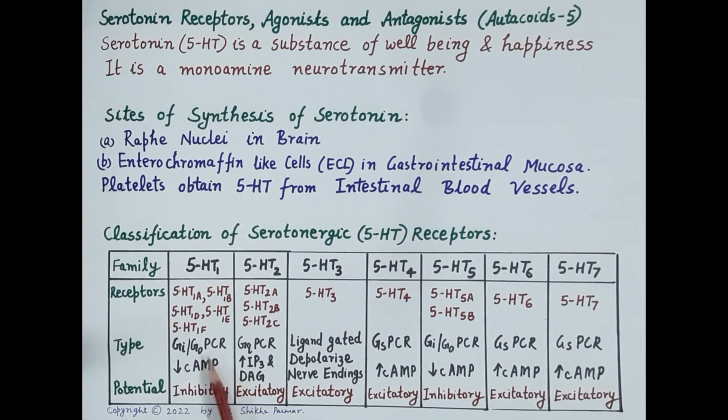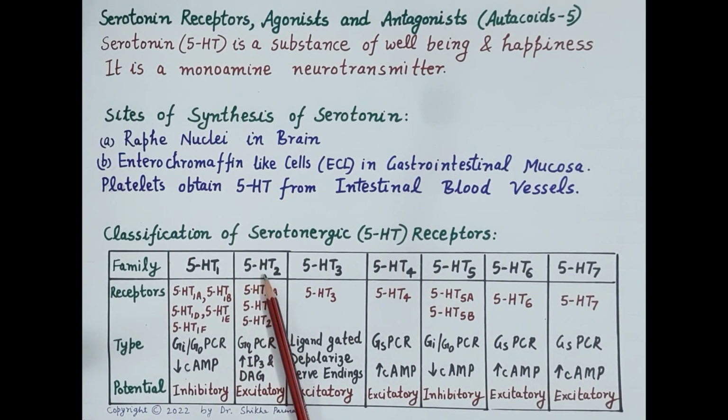5-HT1 receptors are G inhibitory protein coupled receptors, and activation of these receptors decreases intracellular concentration of cyclic AMP, that is, there is fall in the concentration of cyclic adenosine monophosphate, and this produces inhibitory response. It is very important to remember that 5-HT1 receptors are autoreceptors, and activation of these receptors produces inhibitory response. It inhibits firing of serotonergic neurons, and there is reduced release of serotonin at the synapse.